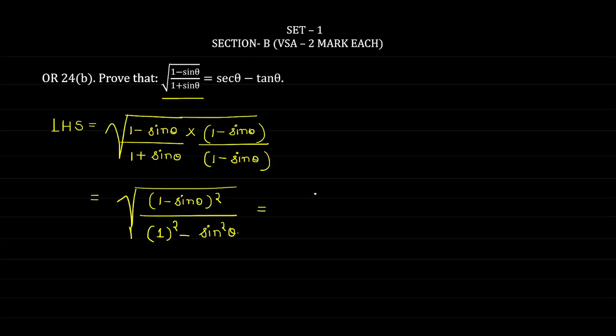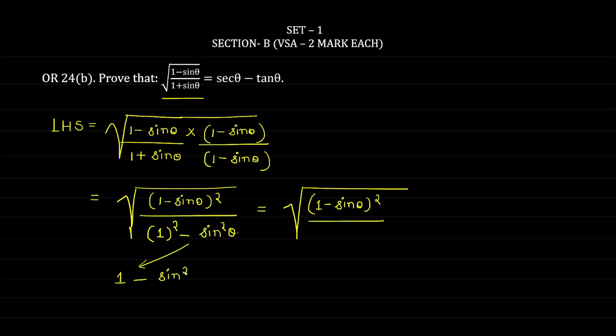Now (1 minus sine theta) whole square will be there, divided by, we know the identity. In the denominator we have 1 minus, this value will be reduced to 1 minus sine square theta, which is nothing but cos square theta. From the identity, sine square theta plus cos square theta is equal to 1. Okay, so 1 minus sine square theta will be cos square theta.